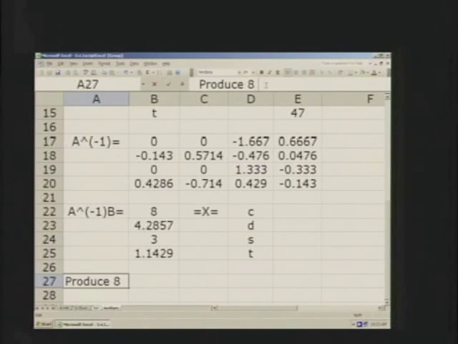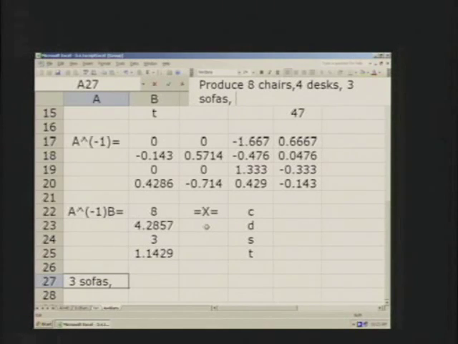8 chairs, 4 desks. Notice that I rounded down. We can't use more than this amount of materials. 3 sofas and 1 table.